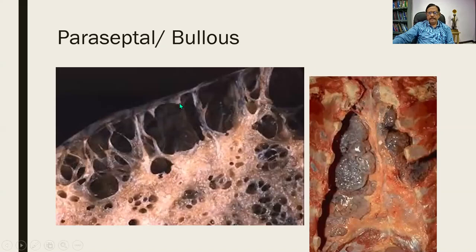Paraseptal, it occurs below the surface and then goes into the alveolar septae. It is called paraseptal emphysema. Bullous emphysema, on the contrary, is only on the surface. It can be about 1 to 5 centimeters. It can be due to surgery or it can be due to a tuberculous scar.